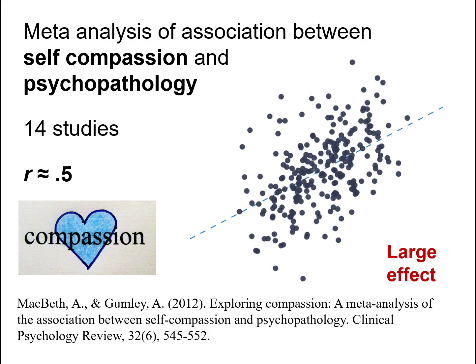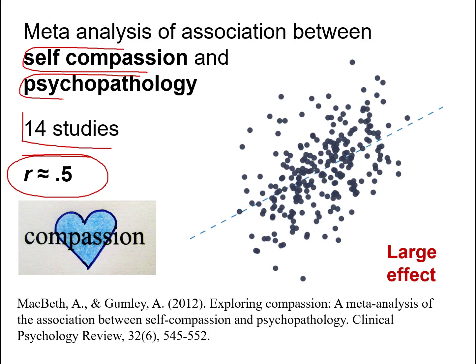So these would be studies looking at the association between two numerically scaled variables and then averaging across those multiple studies that have been done to get what is the average correlation effect size across studies. And when I perused through the meta-analysis literature looking for a very large correlation effect size, the biggest one I could find is a meta-analysis reporting a correlation of 0.5, which again, that would be a very large correlation. And that's from a meta-analysis of 14 studies looking at the association, the correlation between something called self-compassion and psychopathology.